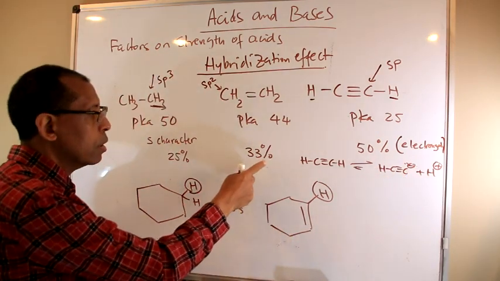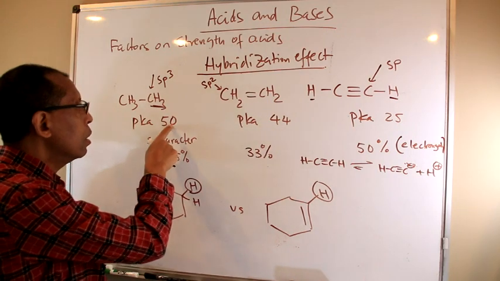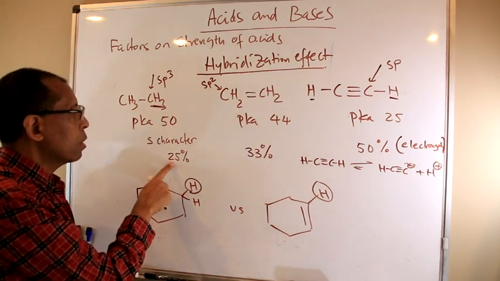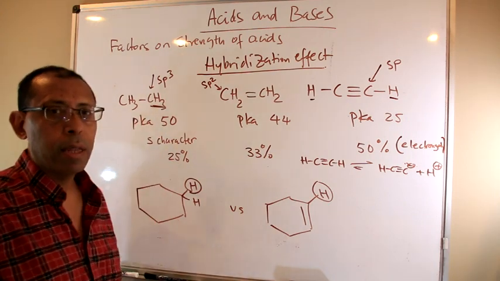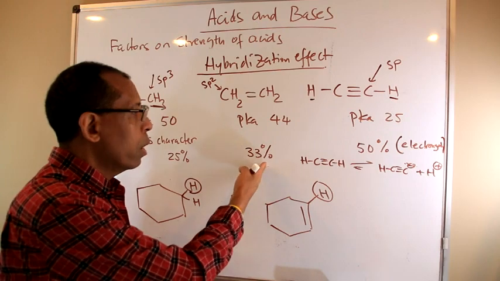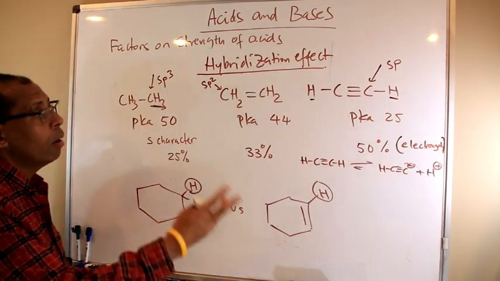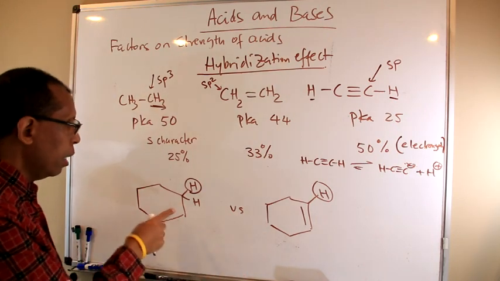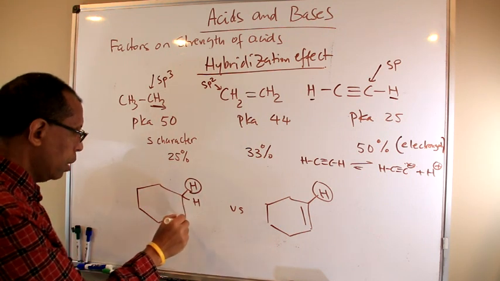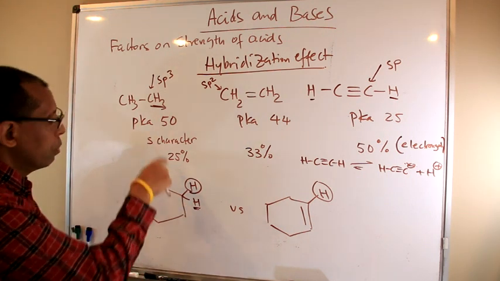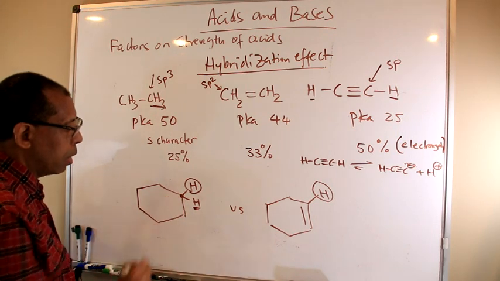As compared to this, which is the next acidic one with a pKa of 44. This is the weakest because S character is only 25%, so this carbon is not as electronegative as this one or the other one. So as a demonstration of further examples, if you just look at these hydrogens, any one of these hydrogens has a pK of close to 50 because they are on sp3 hybrid carbon.